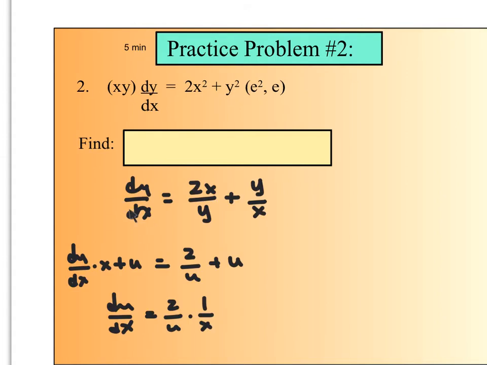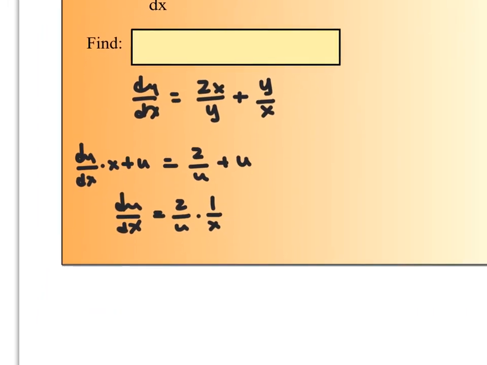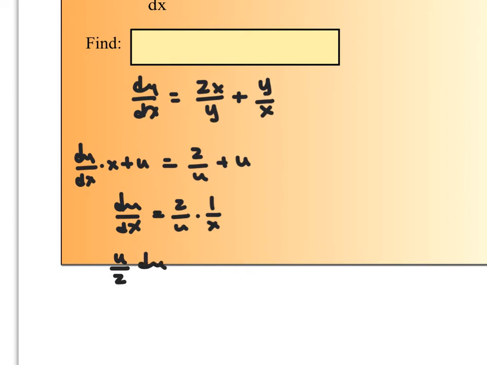I divided both sides by xy and simplified this side to 2 over u plus u, right? X over y is the same as 1 over u. This will be the same as u. These two u's will cancel. So I'll get du dx, recall our substitution here, right, for dy dx. These two u's cancel, and then I divide both sides by x. And so from there, I would just get u over 2 du is equal to 1 over x dx, and then we integrate.